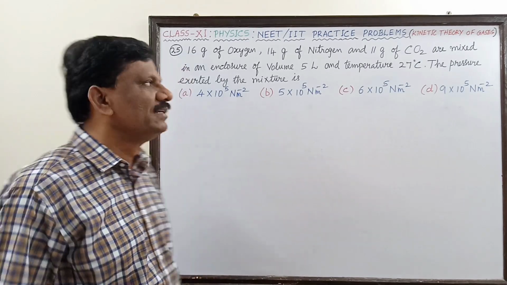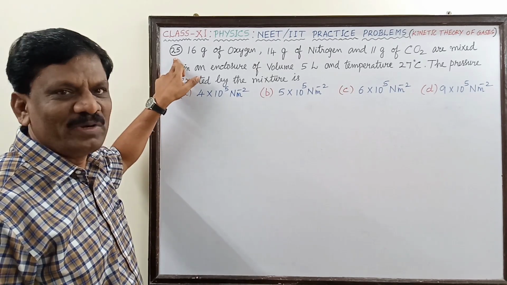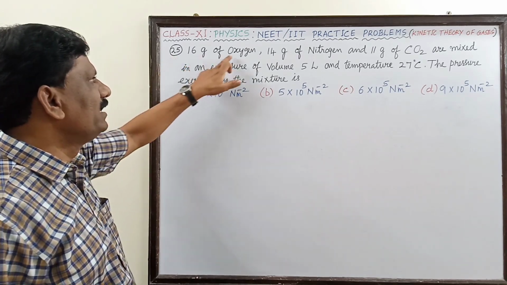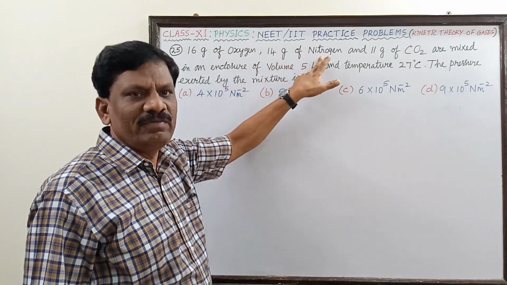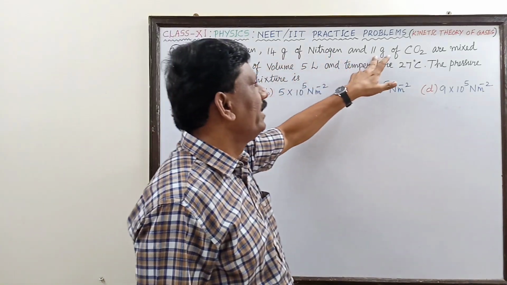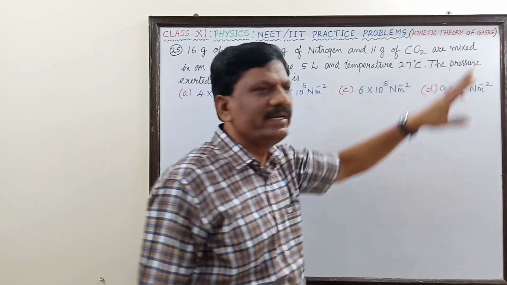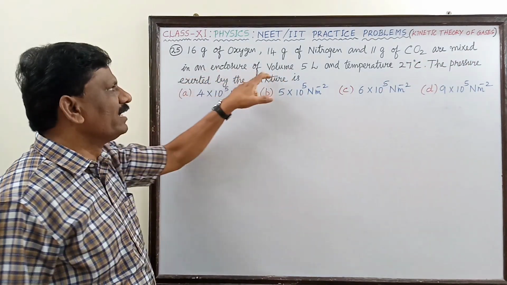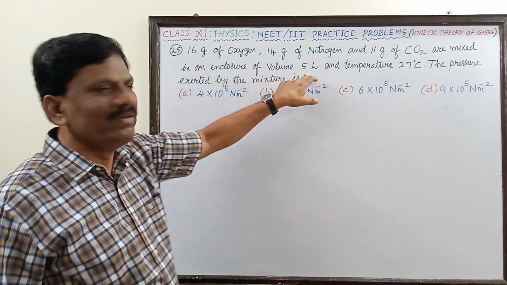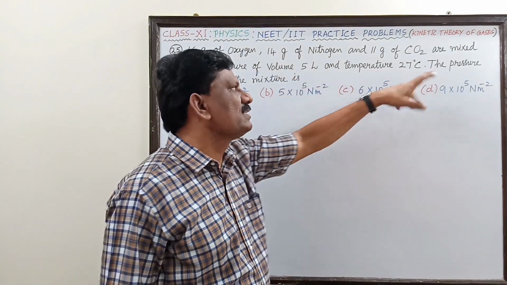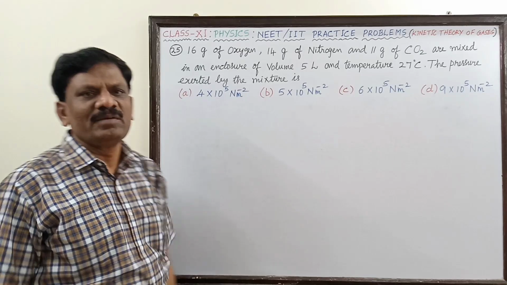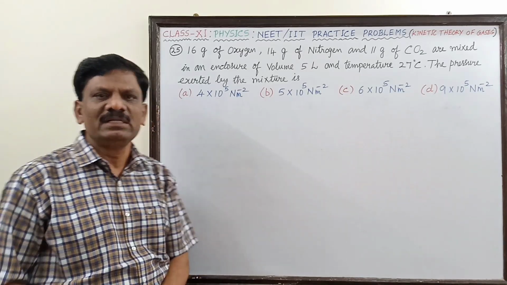Hi students, MCQ number 25. 16 gram of oxygen, 14 gram of nitrogen and 11 gram of carbon dioxide are mixed in an enclosure of volume 5 liter and temperature 27 degrees Celsius. The pressure exerted by the mixture has to be determined.